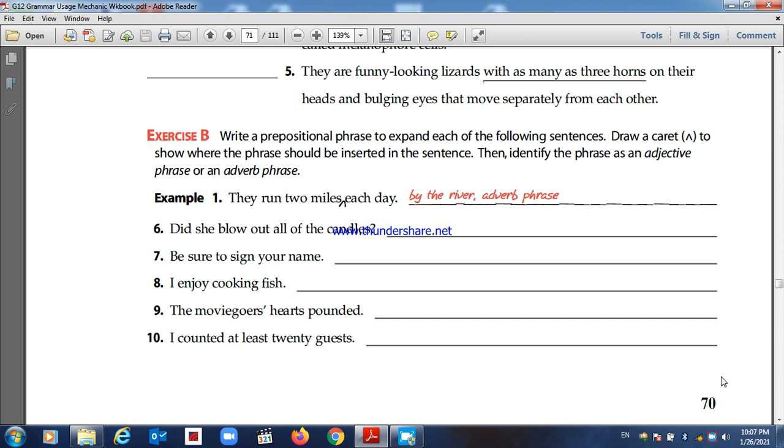Number 10, I counted at least 20 guests in the park. In the park, I'm modifying what? The noun guests, right? So once I'm modifying a noun, then the prepositional phrase, I'll write beside it adjective phrase.